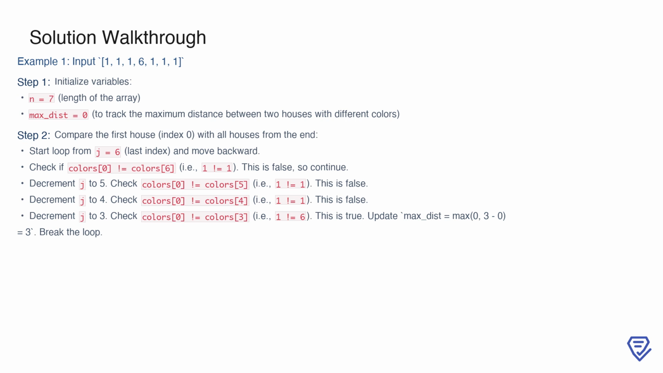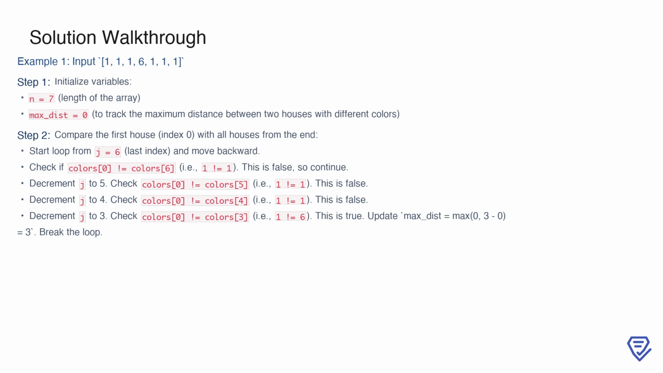We begin the loop with j=6 and check if colors[0] is not equal to colors[6]. Since both are 1, this condition is false, so we move to the next house by decrementing j. This process continues until we reach index 3, where colors[0] is 1 and colors[3] is 6. Here, the condition is true, so we calculate the distance as 3 - 0, which equals 3. We update max_dist to 3 and break the loop since we've found the furthest house from the first house with a different color.